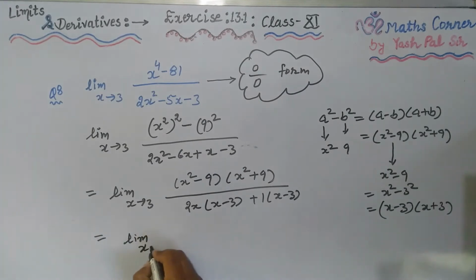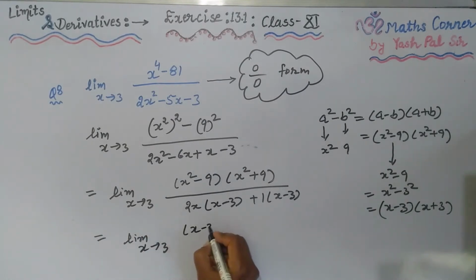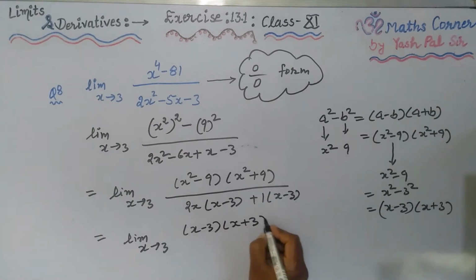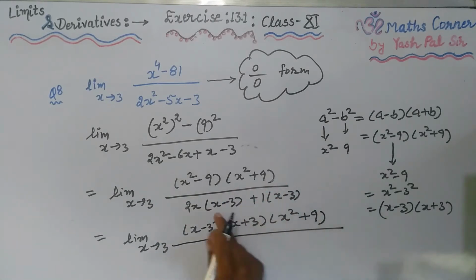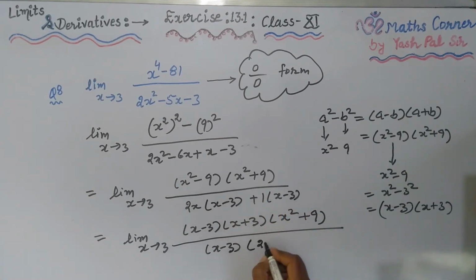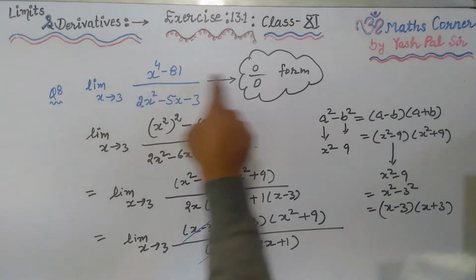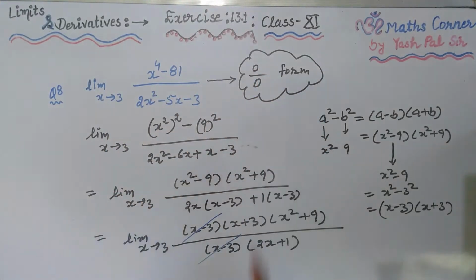Limit x approaches to 3, x minus 3 into x plus 3 into x square plus 9. So the numerator is this. In the denominator we have x minus 3, the common factor, into 2x plus 1. Right? Now what we see in this question, x minus 3 is common in numerator and denominator. So this was making the function into 0 upon 0 form. So we have cancelled this now.